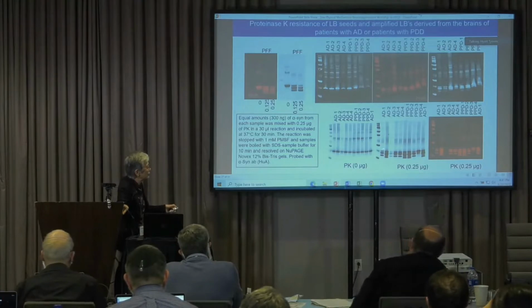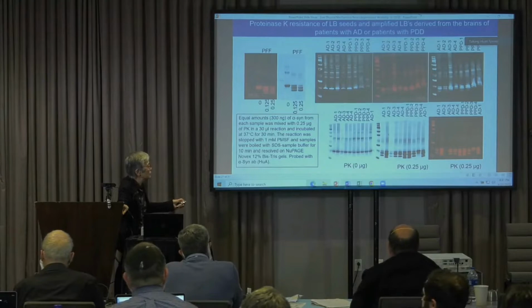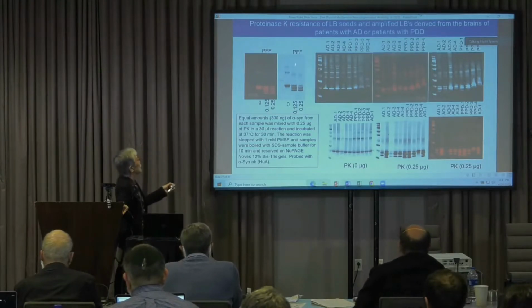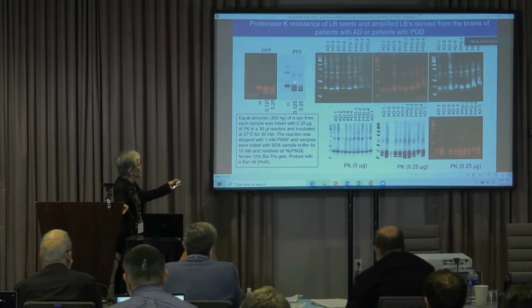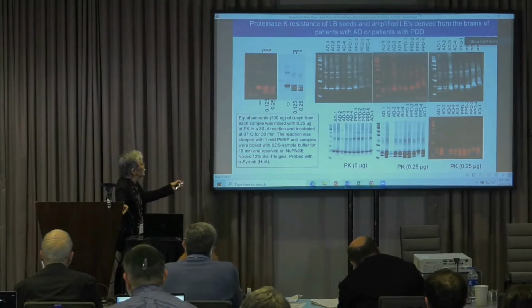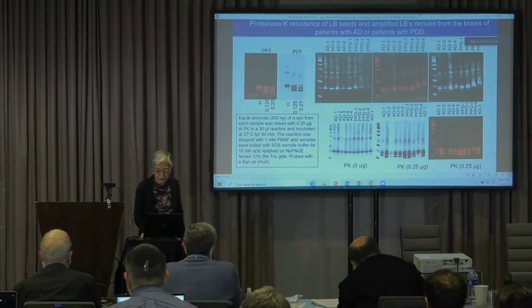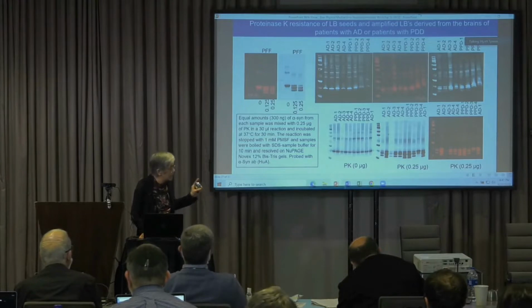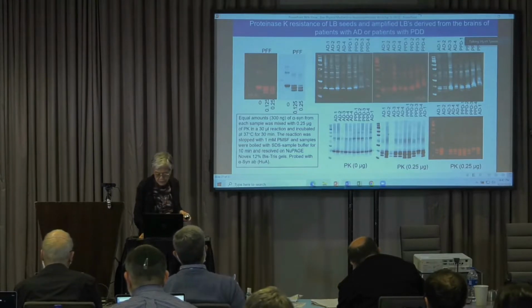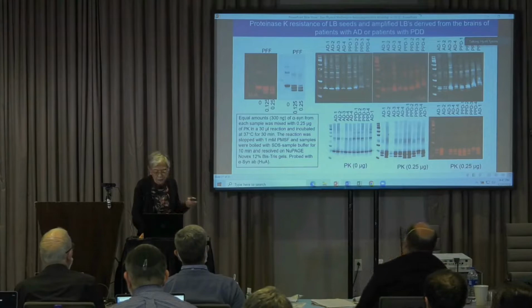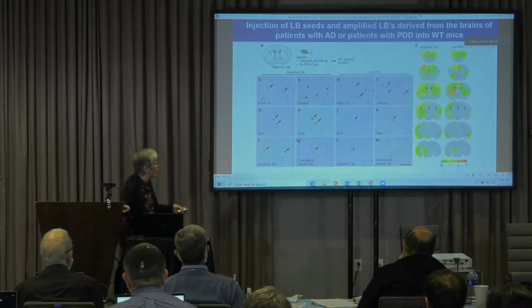In the AD Lewy body, you can see a whole series of about 5-6 bands, which is similar to the PDD cases, but they are different from the PFF. You can see the PFF here, which has 3 major bands in a different proportion. So basically, based on a couple of these assays, the AD Lewy body and the PDD Lewy body are similar. And we didn't see any difference in their behavior as we were working with them in cells and also in animals.